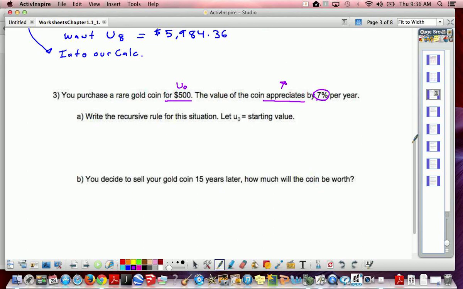Let u sub 0 equal the starting value. So, just like we did before, our starting value u sub 0 equals 500. Then we can write the next part of the recursive definition, u sub n equals u sub n minus 1. And now we want to do the 7% increase or the appreciation. So it's going to be 1 plus 0.07. I like to write it though as times 1.07. Either or is acceptable. So now I have my recursive definition.